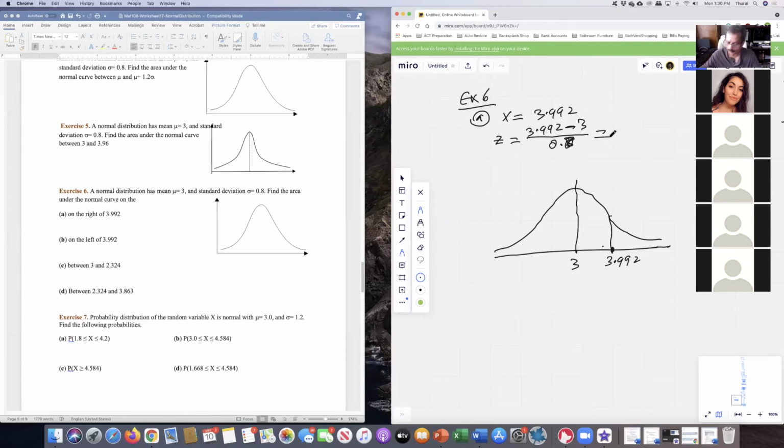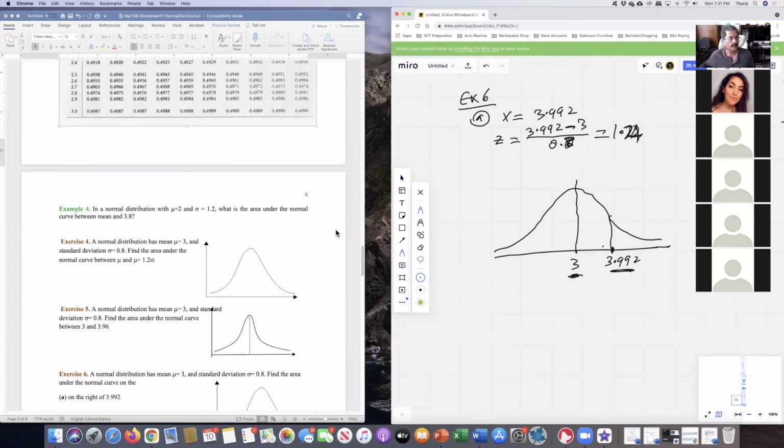And I'm getting 1.24. So my z-score is 1.24. This is called the z-score. Now I can look up the area in the table, but the table will give me only the area between the mean and this number. All right, so let's look that up, 1.24.